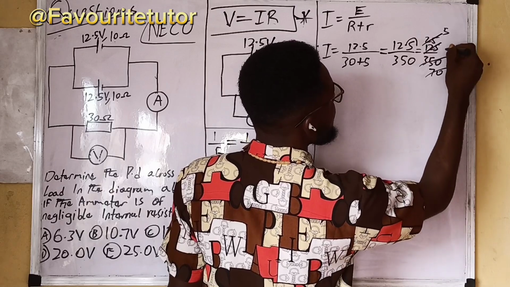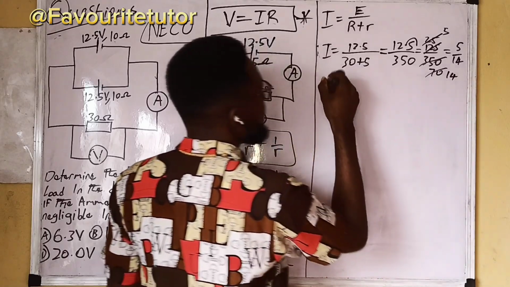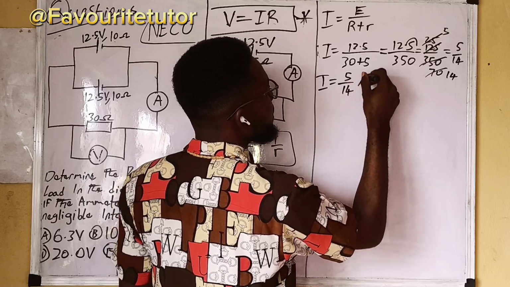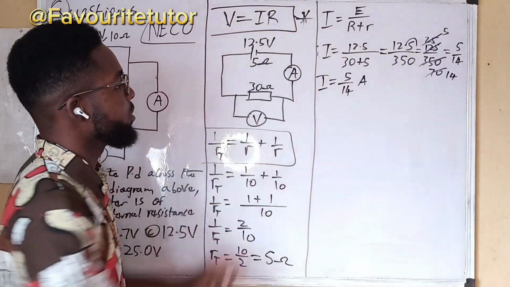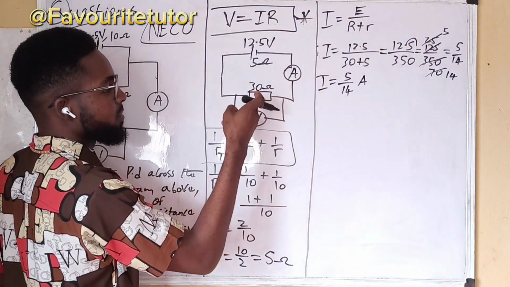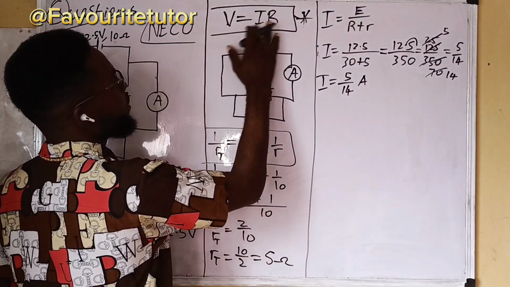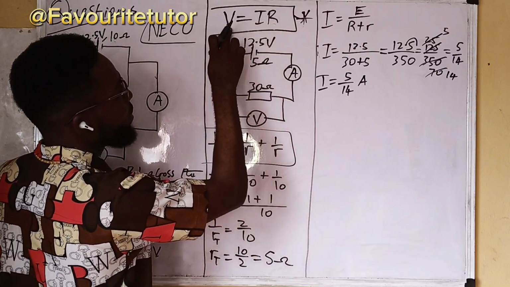So therefore, the current is 5 over 14. Let me put it here. Current is equal to 5 over 14 ampere. So this is the ammeter, which measures the current flowing through the wire. So now that we have the current, we have all the values. So we can now do what?